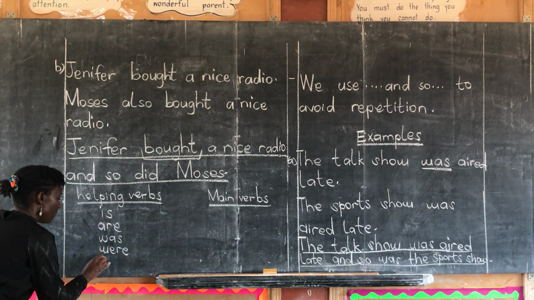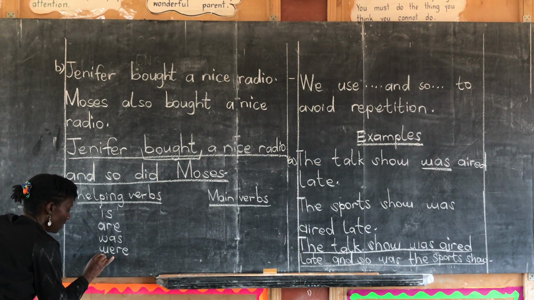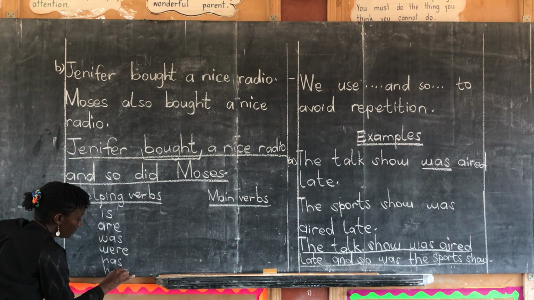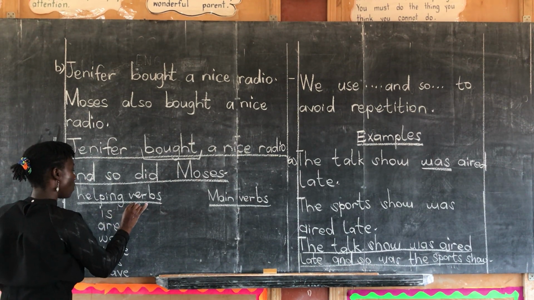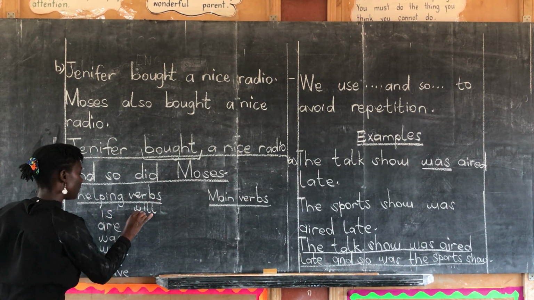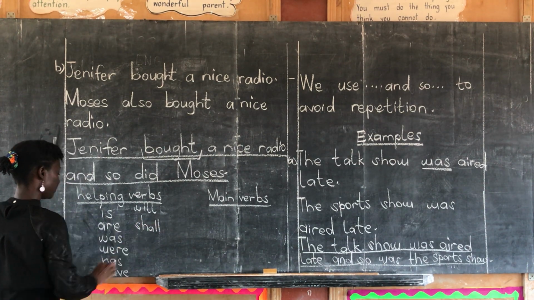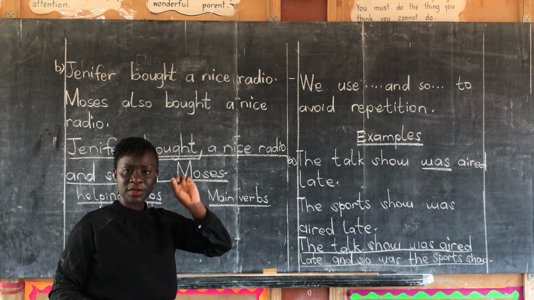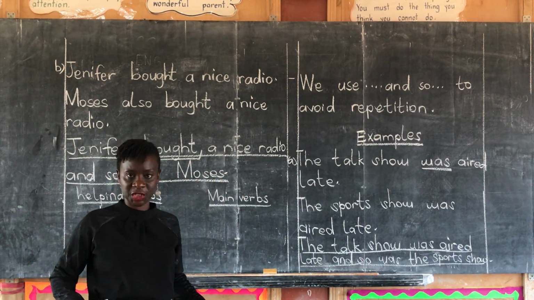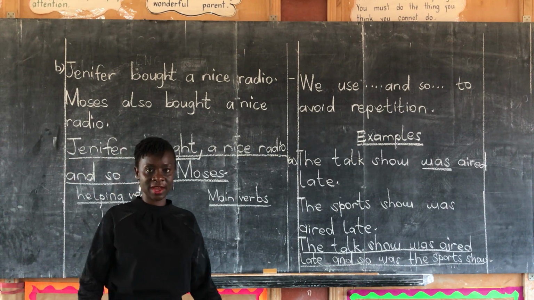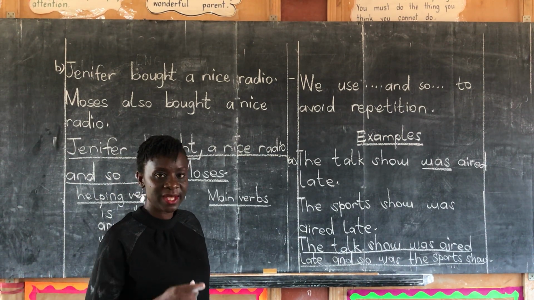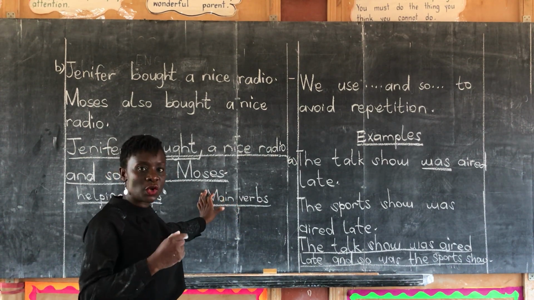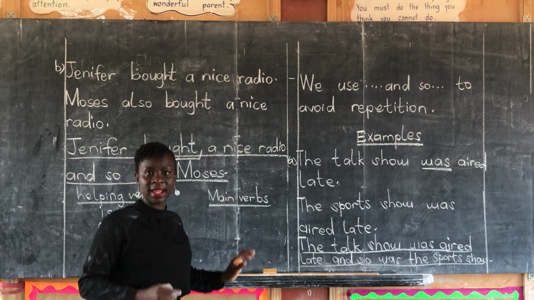Normally we have has, we have will, we have shall, and so on. Now the main verbs are those verbs which show the action, like right now I'm speaking. Speaking is a main verb. It shows the action that I'm doing.